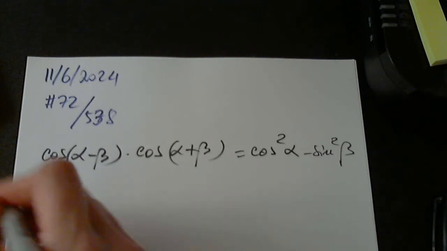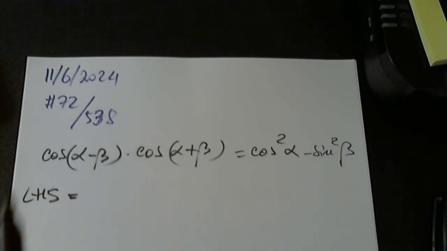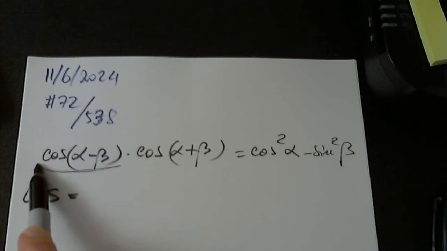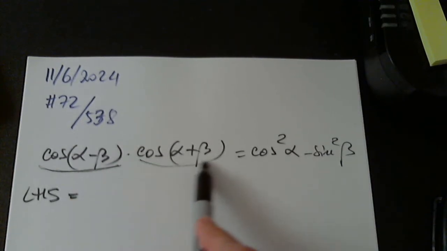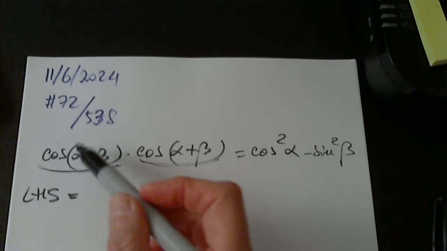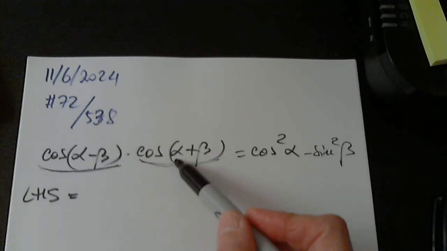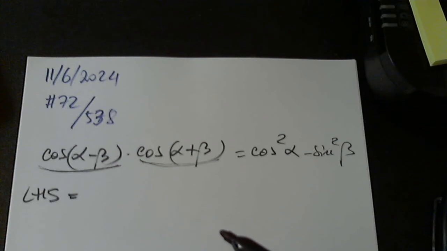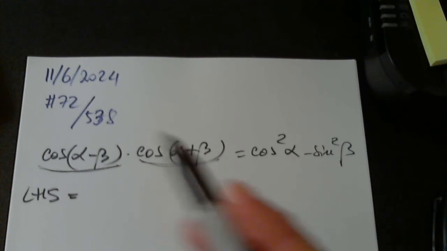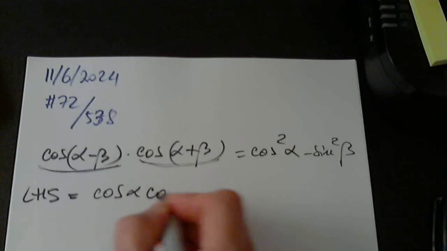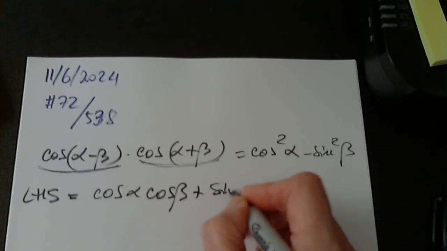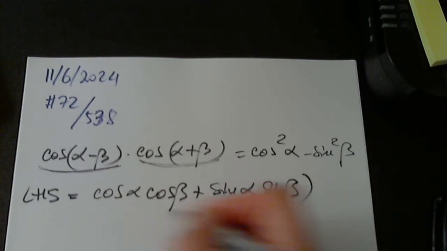The left. Good. So the left-hand side equals. We have to express or use the identity for these two, the cosine of alpha minus beta and cosine of alpha plus beta. Anyone remembers or anyone would like to give them to me so I can write them? Anyone would like to dictate? Would it be cosine alpha cosine beta plus sine alpha sine beta? Yes. Excellent. Very good.